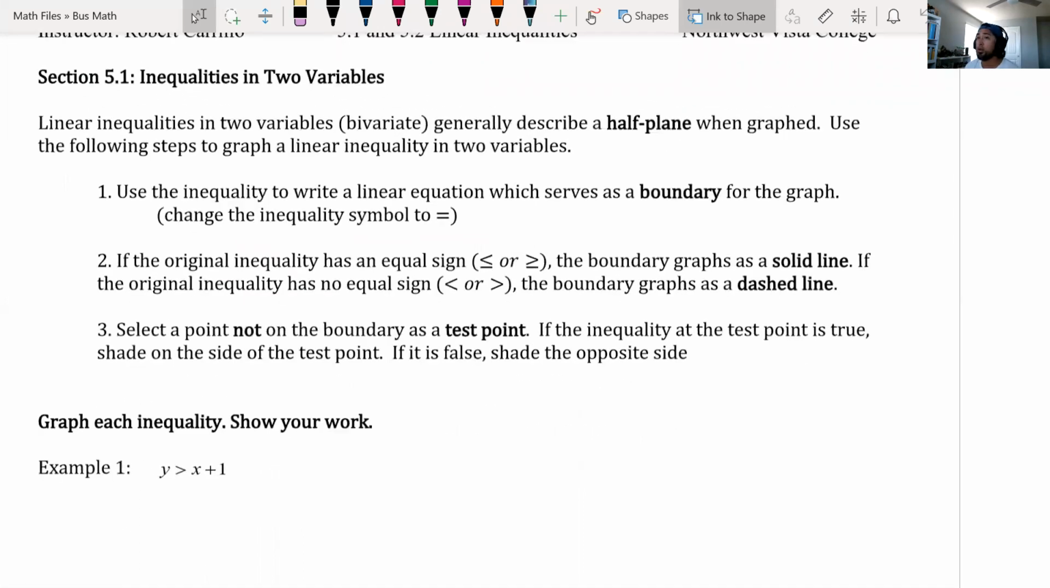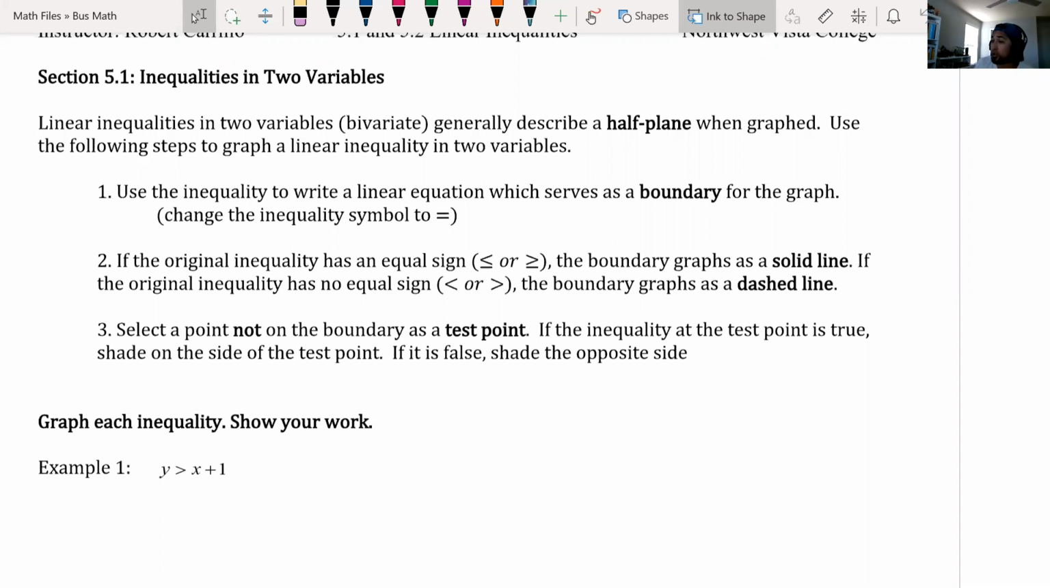So for 5.1, we have linear inequalities in two variables. This describes a half plane when graphed. Use the following steps to graph a linear inequality in two variables. First, use the inequality to write a linear equation, which serves as a boundary for the graph. Whenever we're given the inequality, we're going to change the symbol to equals and either graph the equation by slope-intercept form or use the x and y intercepts.